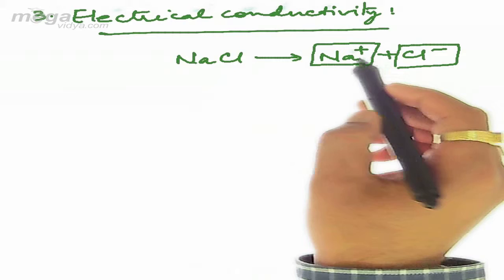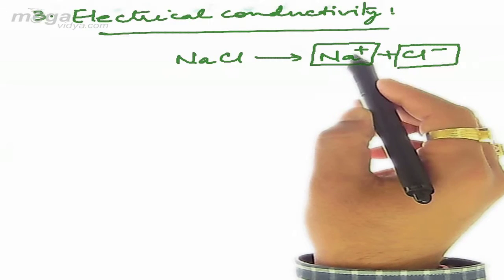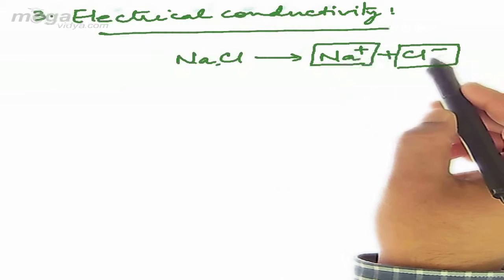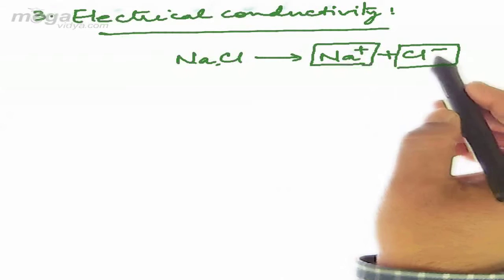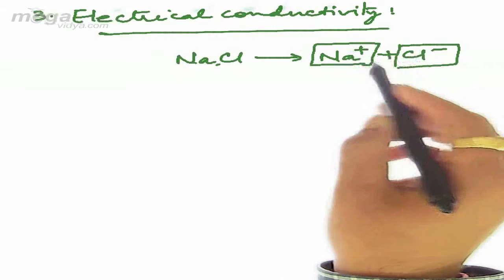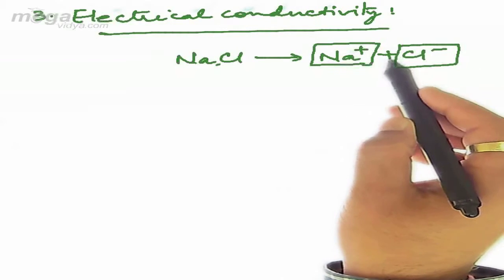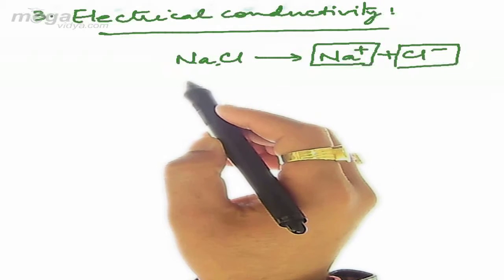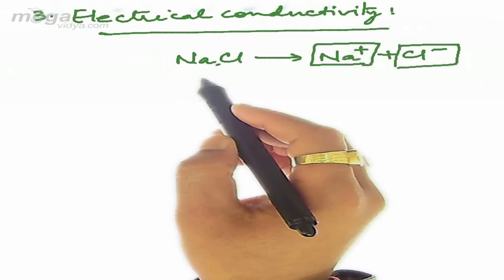Hence, in case of ionic compounds, there is presence of positively charged cation, like in NaCl we have Na+, and the negatively charged anion, that is chloride ion. These ions or charged particles, on migration, on mobility, will lead to electrical conductivity. Now, in this section we shall be observing how we can compare the electrical conductivity of different ionic compounds.